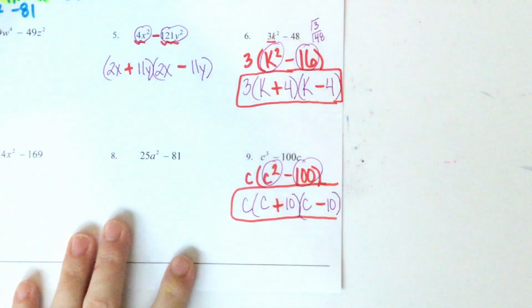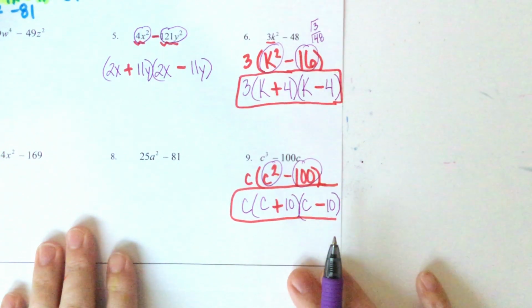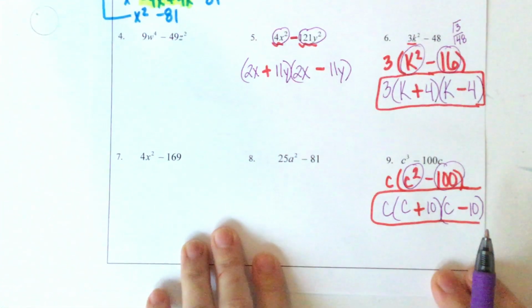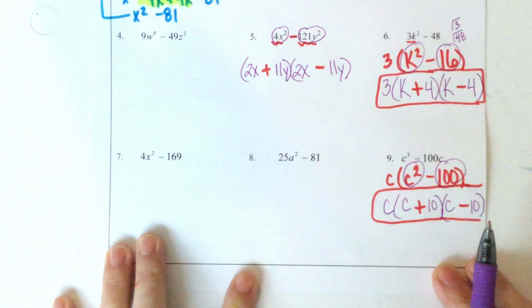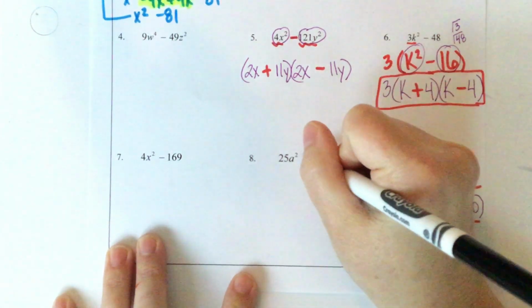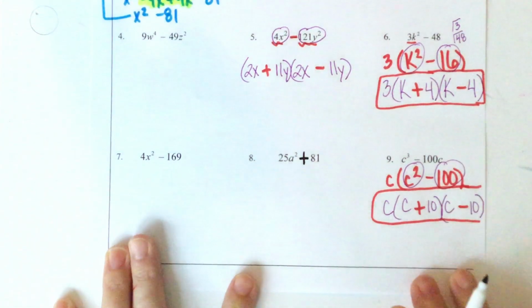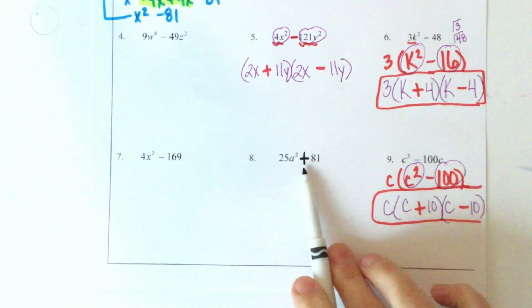Now, before we move on, I want to show you something that hasn't come up yet. So let's backtrack to number 8. I'm going to change this problem. So let's pretend that this was a plus instead of a minus. Okay, so I did just change this to a plus.